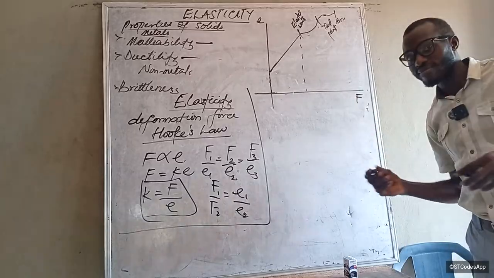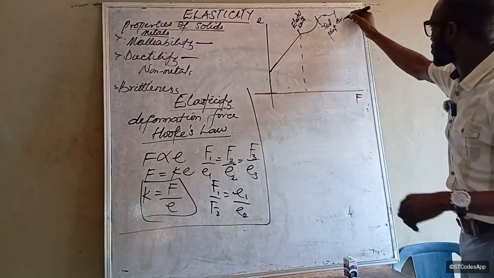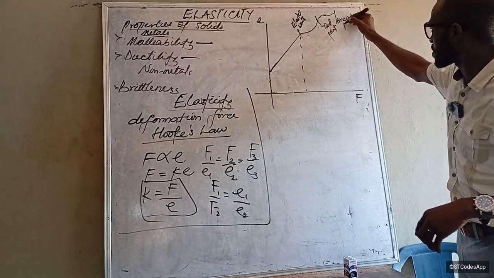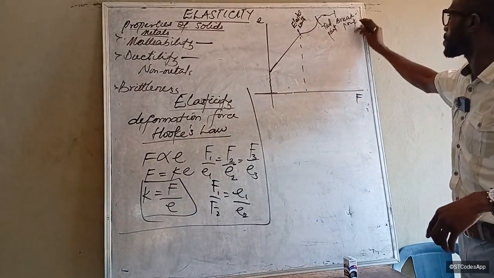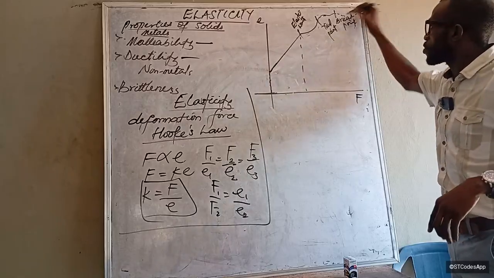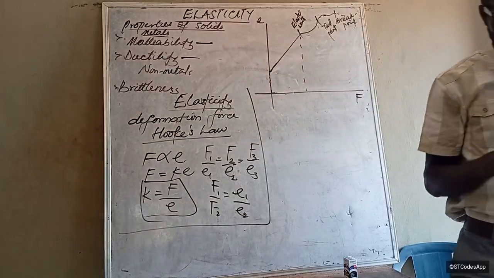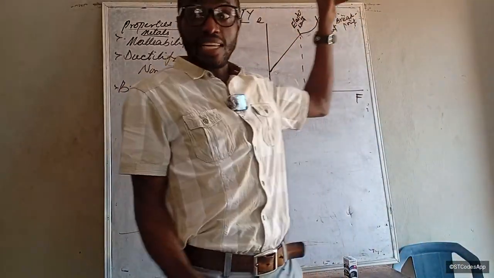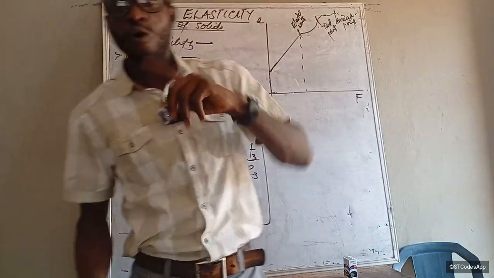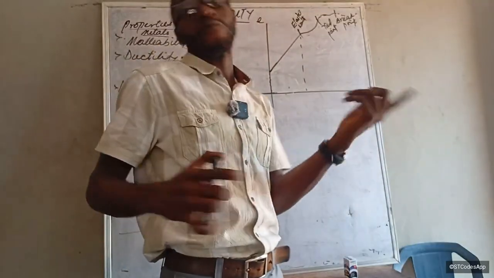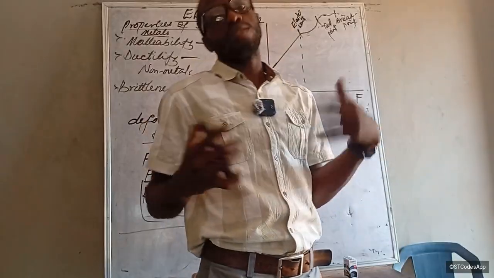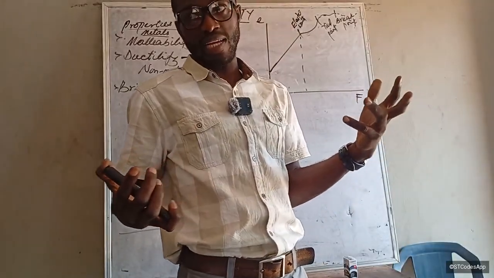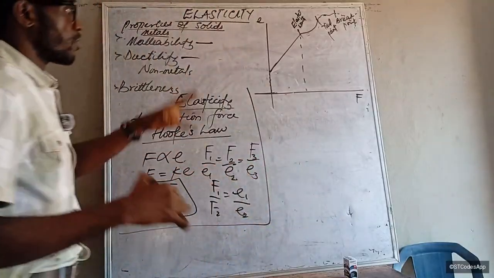Do you understand? So it's called the breaking point. At this point, your material will shatter. Is that clear? Don't forget the levels: after the elastic limit, the material can still return, only that the extension it produces will no longer be directly proportional to the force. Is that clear? Alright, so put that graph down.